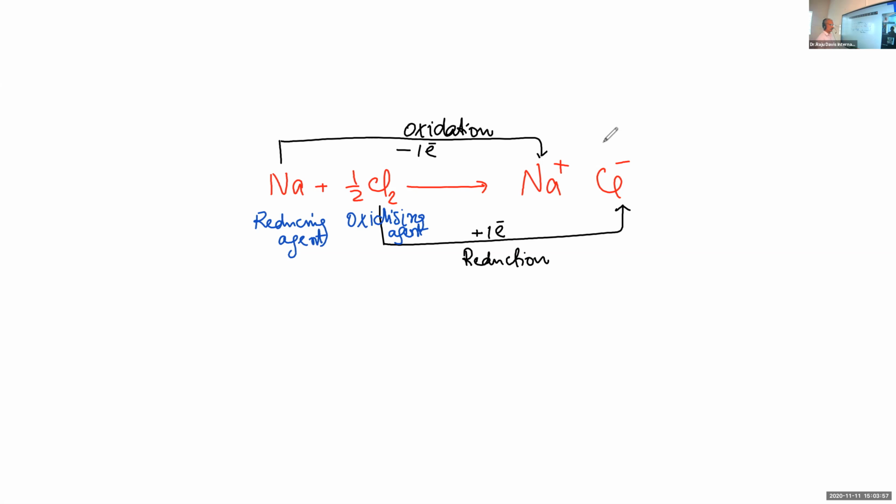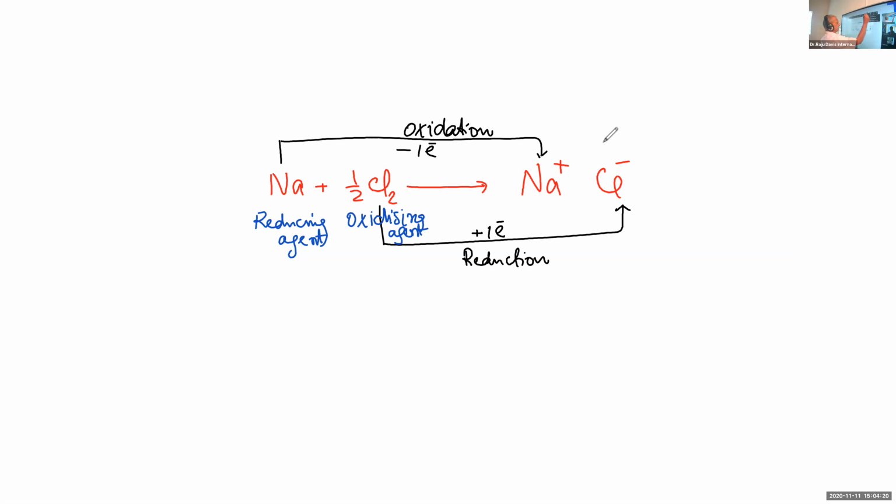Chlorine, Cl2, that is the oxidizing agent, and it gets reduced to chloride ion, Cl minus ion. So reducing agent gets oxidized and the oxidizing agent gets reduced.